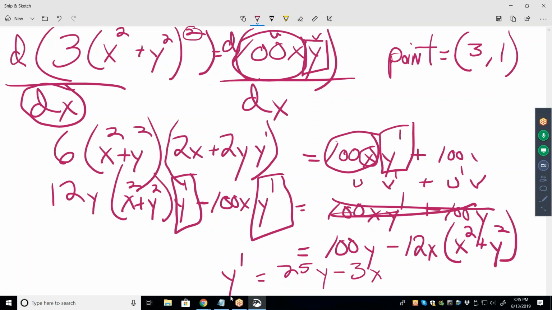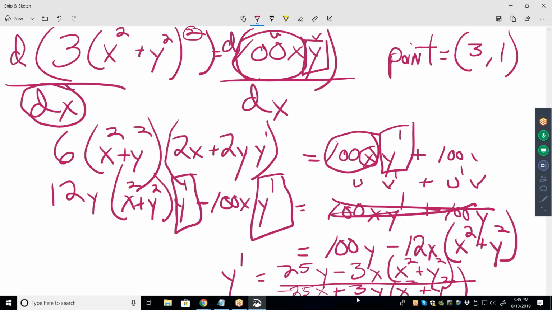Probably should use a different color, but my goodness. And it's never simple. It's only simple when they make up problems. In the real world, these things come out looking like this. Okay, so that is y prime. Can you see it all? Yes, sir. Okay, so what next?